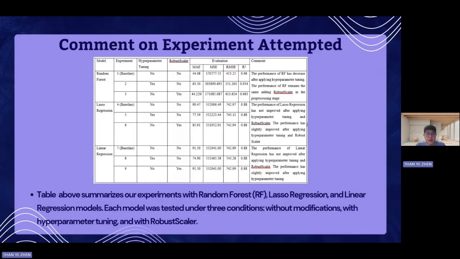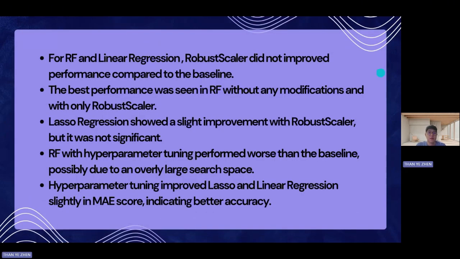So for the comment on the experiments that we attempted, the table above summarizes our experiment with random forest, lasso regression, and linear regression models. Each model was tested under 3 conditions: first, without modification; second, with hyperparameter tuning; and third, with robust scaler. For random forest and linear regression, robust scaler did not improve the performance compared to the baseline model. The best performance was seen in random forest without any modification and with only robust scaler.